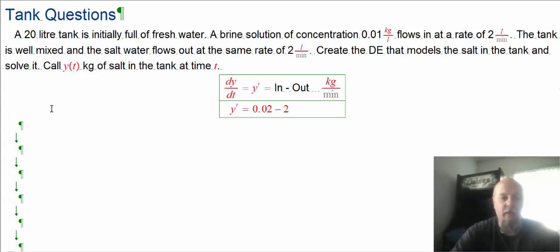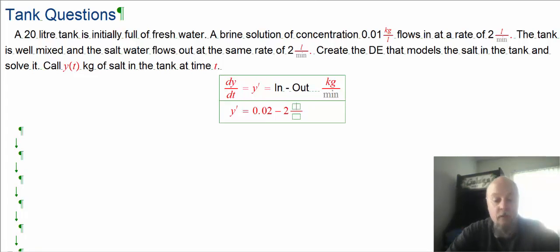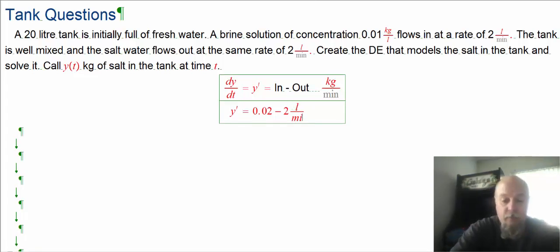So we'll make note of that for later. But initially full of fresh water means when t is equal to 0, y is equal to 0. Anyway, let's get back to we need to know the concentration. I have the flow rate. This flow rate is 2. This is in liters per minute.